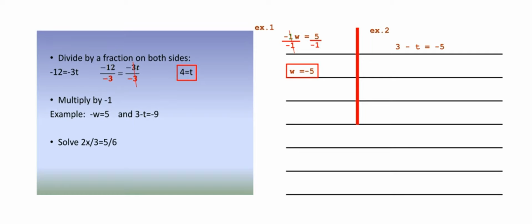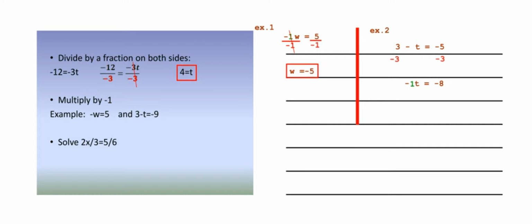Example number 2. 3 minus t equals, well, how about we try negative 5 in this case? I'll let you try the negative 9 example for reference. So negative 3 minus 3. Okay. Notice that negative 3 plus 3 minus 3 cancels out. That leaves us with negative t. And in this case, negative 5 minus 3 gives us negative 8.